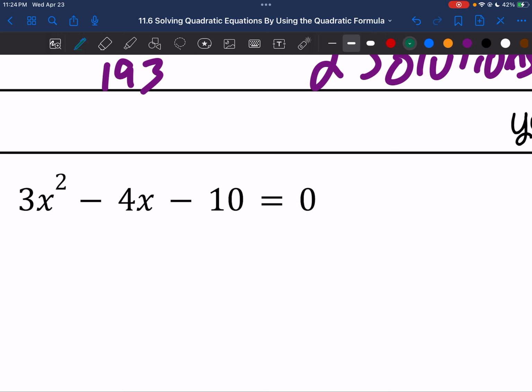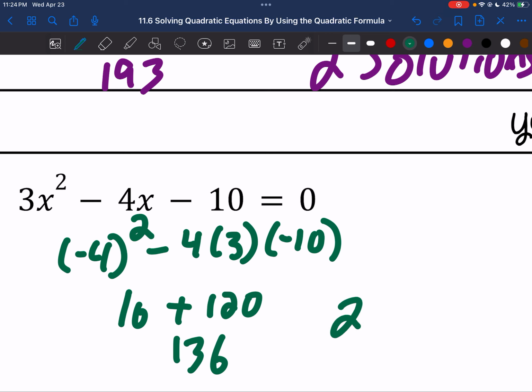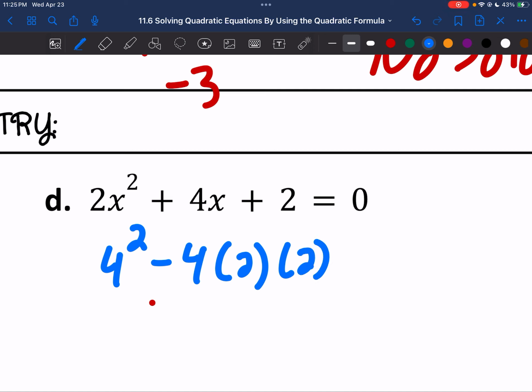For letter C, we have negative 4 squared minus 4 times 3 times negative 10. So negative 4 squared is 16. 4 times 3 times negative 10 is plus 120. So that's 136. We have 2 solutions. Lastly, letter D. We've got b squared, so 4 squared minus 4 times 2 times 2. So that's 16 minus 16, which is 0. So this is 1 solution.